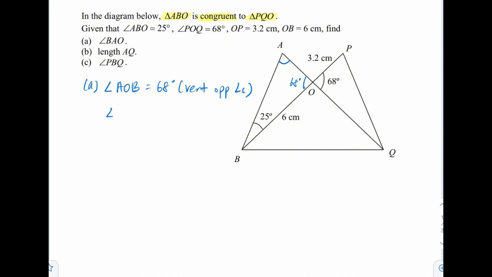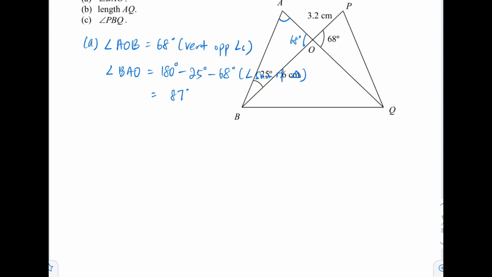And then if I want to find angle BAO, all I need to do now is use the angle sum of triangle, which is 180 degrees minus 25 degrees minus 68 degrees. That will give me 87 degrees. So this is the angle sum of triangle property. Alright, so therefore my angle BAO is simply 87 degrees.